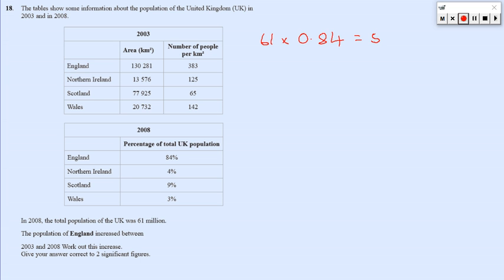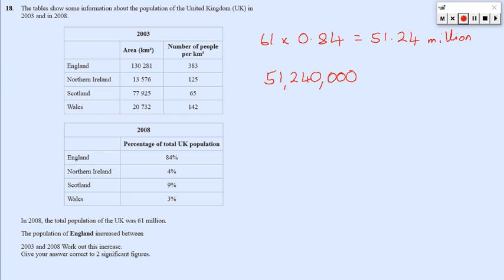Which is 51.24 million. So that is going to be 51,240,000 people in England. So we need to work out the population of England in 2003.